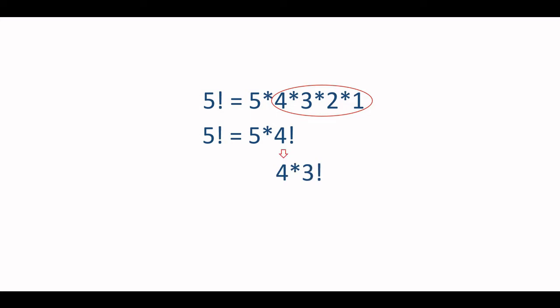Same thing we can say that factorial of 4 is 4 multiplied by factorial of 3, and factorial of 3 is 3 multiplied by factorial of 2, and factorial of 2 is 2 multiplied by factorial of 1. Now we'll stop here. The stop value is 1, beyond that we won't go because we know the factorial of 1 is 1.